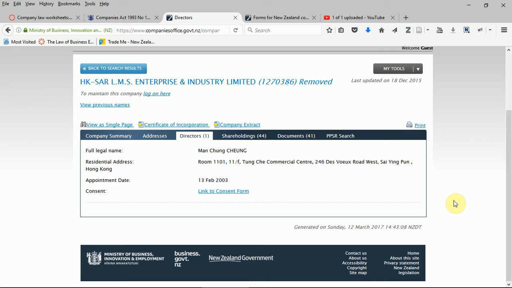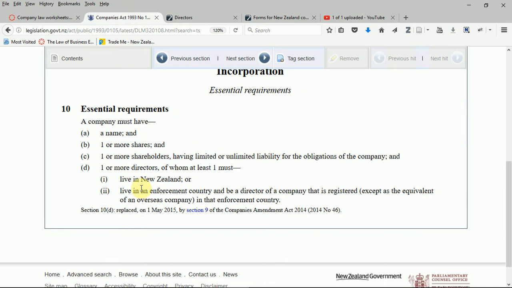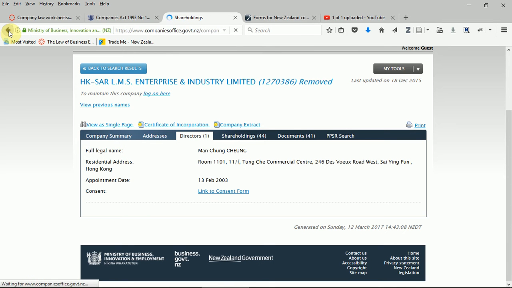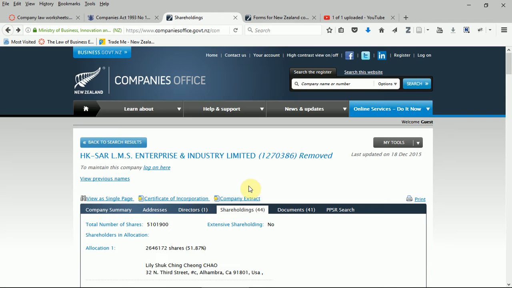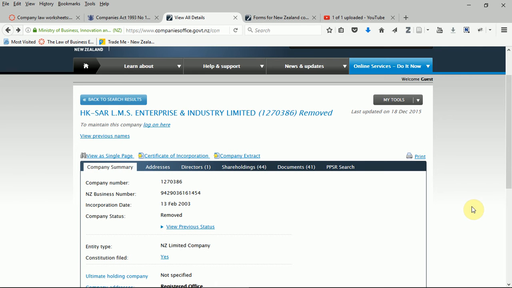Now, the other thing about this company is it's got one director who lives in Hong Kong. So if Hong Kong is an enforcement country, that's fine. If it's not complying with the Companies Act, we can look up the enforcement company at another point. So getting back to our major point here, we can search through the companies register to find who owns companies. And sometimes those will be companies, and we can search those companies.